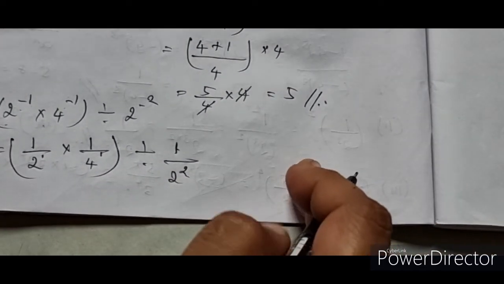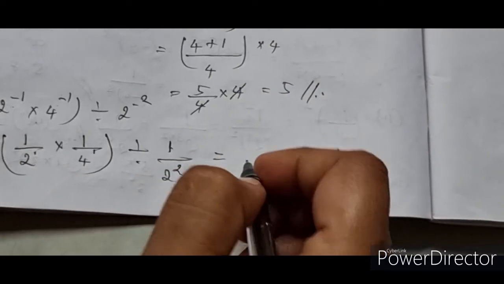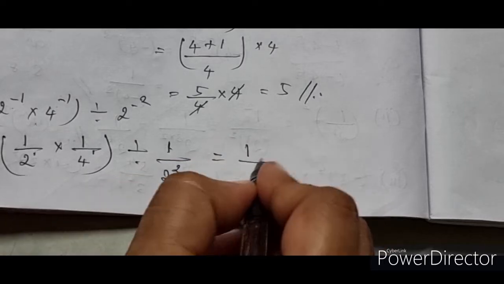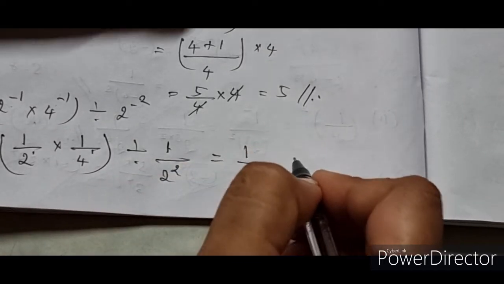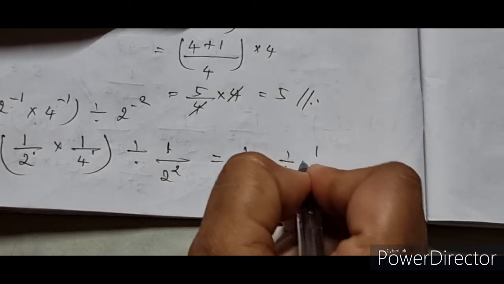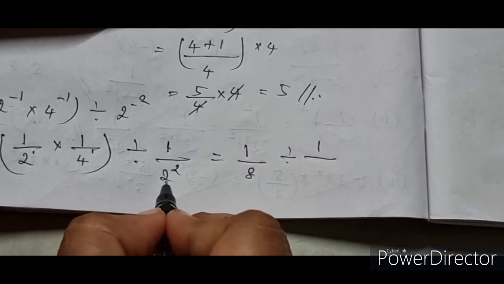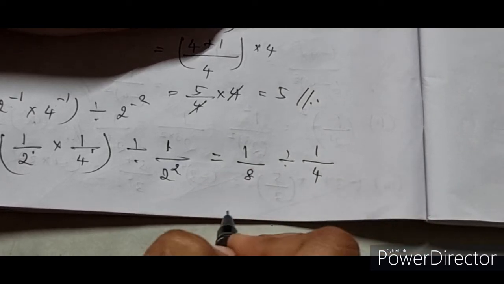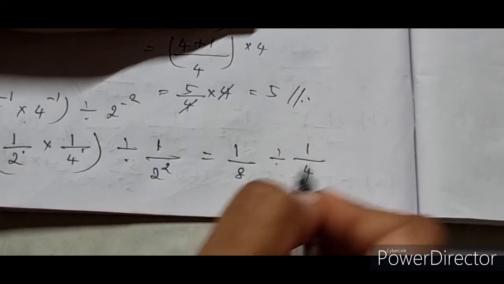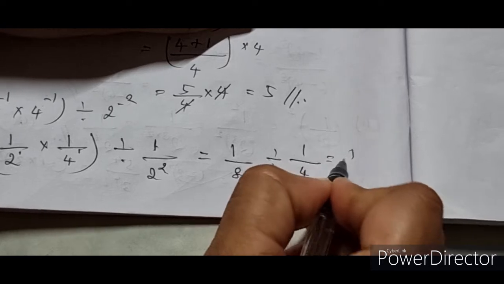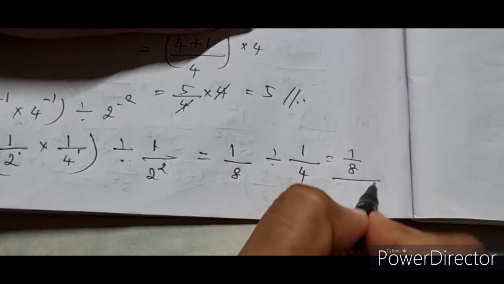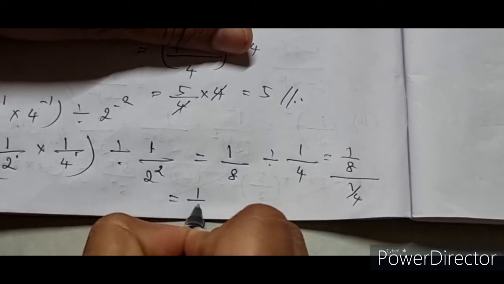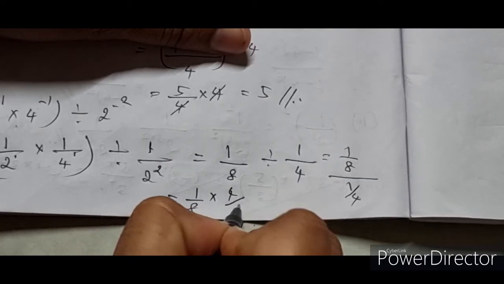Okay, this becomes 1 divided by 2 into 4 is 8, divided by 1 divided by 2 to the power of 2, which is 2 into 2, 4. Okay, so this can be written as 1 by 8 whole divided by 1 by 4, which is equal to 1 by 8 into 4 by 1.